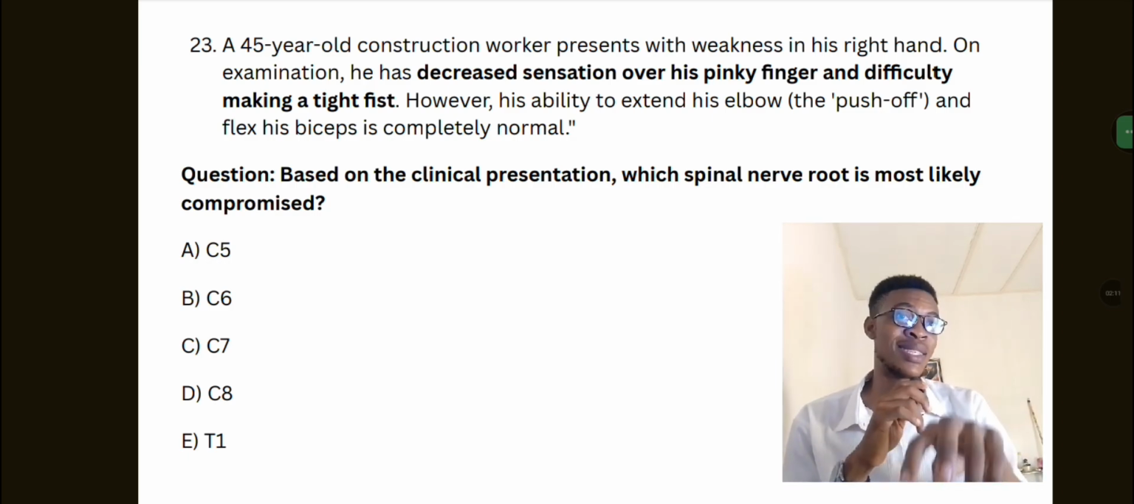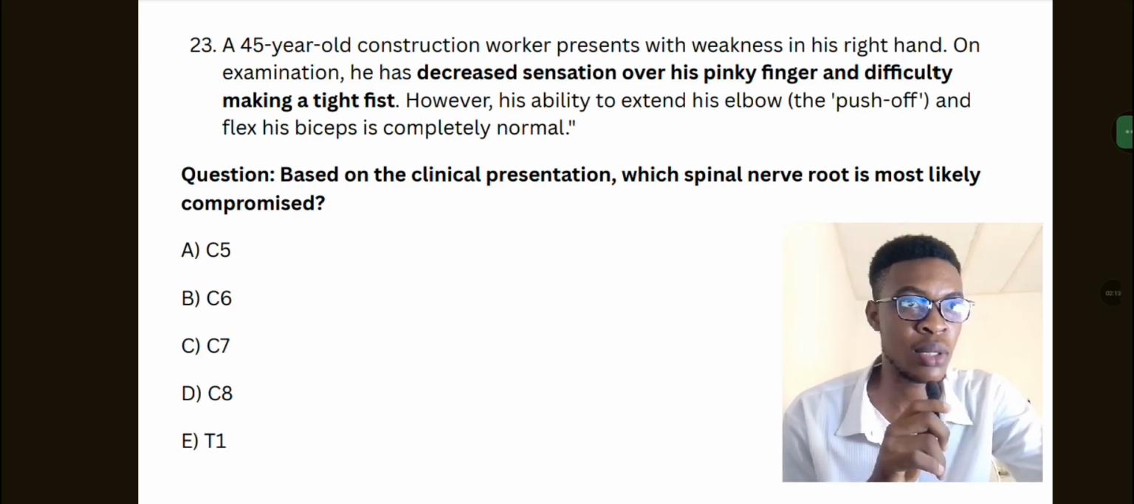So the answer is actually injury to the C8 nerve root. Okay, so that's the answer for this question.